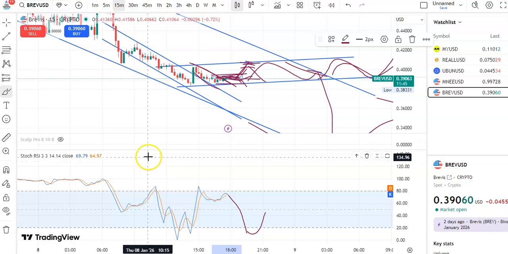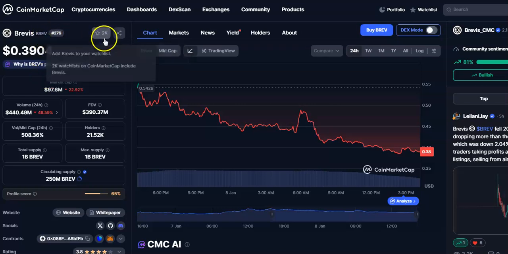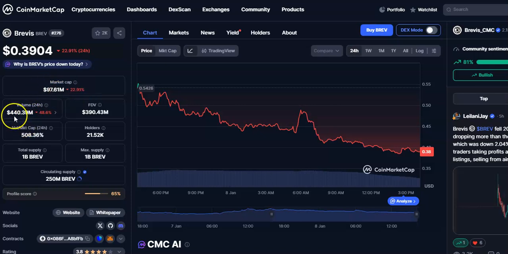Now we'll talk about other details about this cryptocurrency. So you can see that current price is $0.3903. It is down by 22%, and rank is around 276. Around 2k users have followed this cryptocurrency. Market cap is $97.6 million, and the volume in 24 hours is $40.39 million. It is down by 48%.